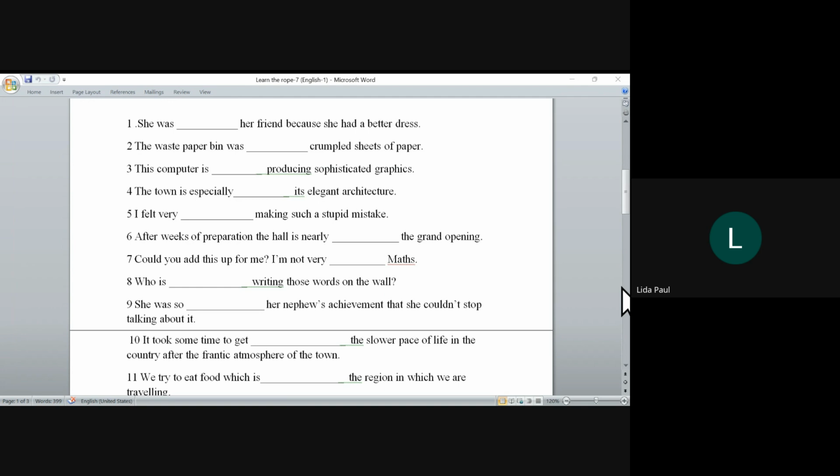For the time being, we're taking in: the town is especially famous for its elegant architecture. Okay, let's move on. We'll see if there are better options. We'll fill it up later.